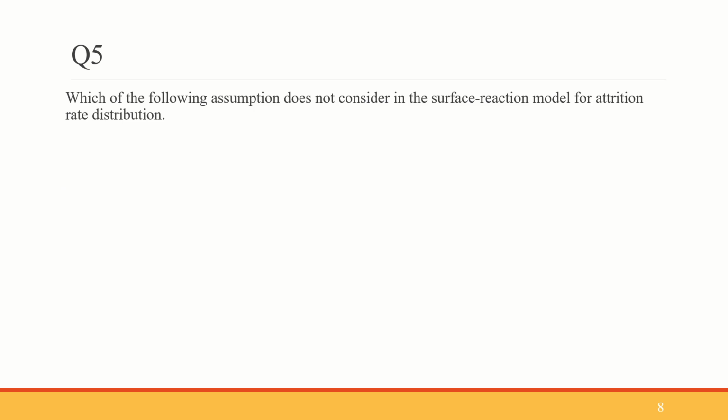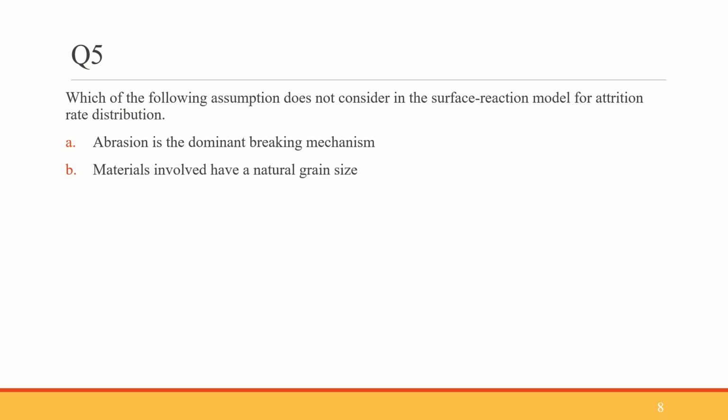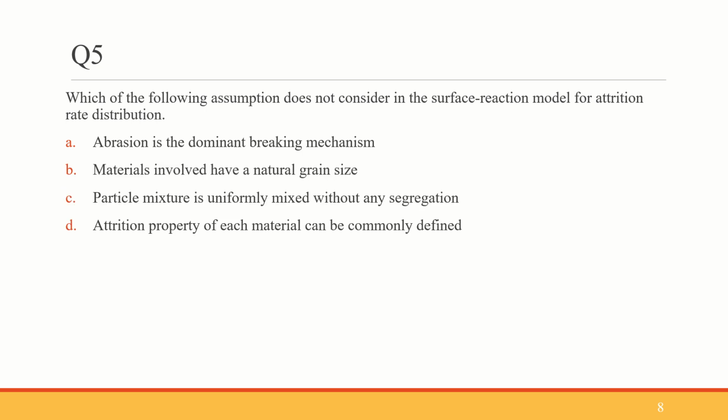Later we saw the assumption which is not considered in the surface reaction model for attrition rate distribution. It is that the attrition property of each material can be uniquely defined. It cannot be commonly defined. So that is the first statement. It should be uniquely, not commonly. So that is the mistake in the D statement.